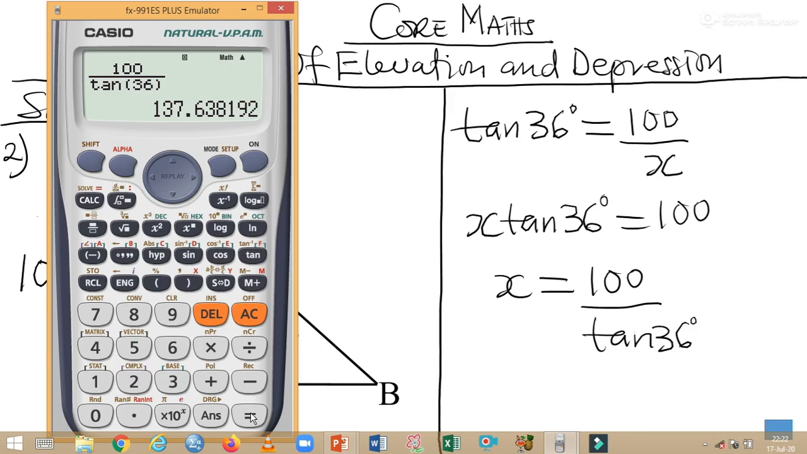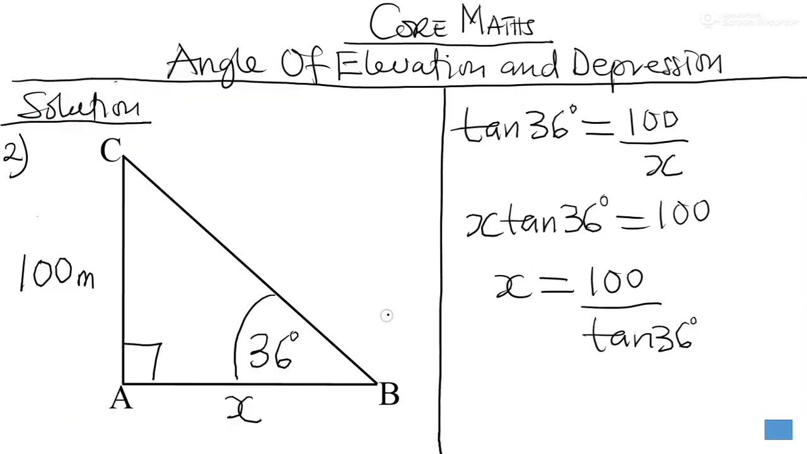As I said, you approximate to 4 decimal places. So we are now going to have 137.6382. Good. So let's put that down. So our x is equal to 137.6382 meters. Good.